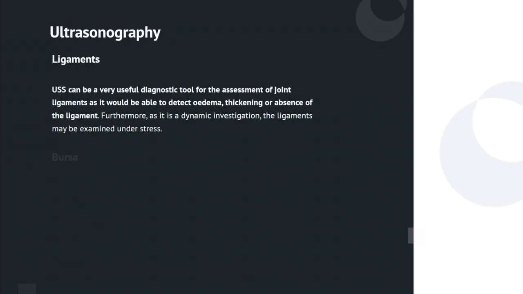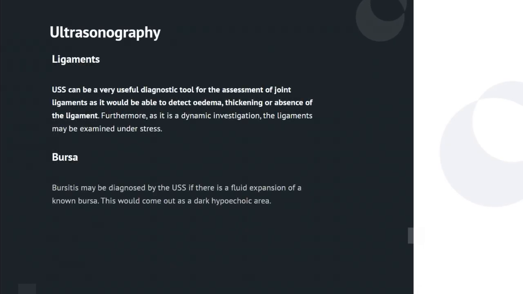Ligaments. USS can be a very useful diagnostic tool for the assessment of joint ligaments as it would be able to detect edema, thickening or absence of the ligament. Furthermore, as it is a dynamic investigation, the ligaments may be examined under stress. Bursa. Bursitis may be diagnosed by the USS if there is a fluid expansion of a known bursa. This would come out as a dark hypoechoic area.